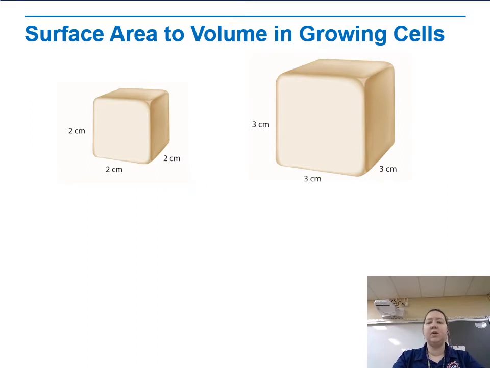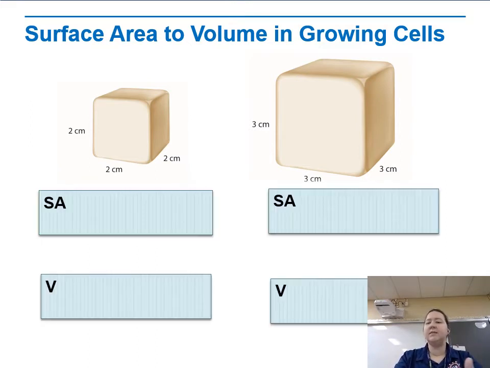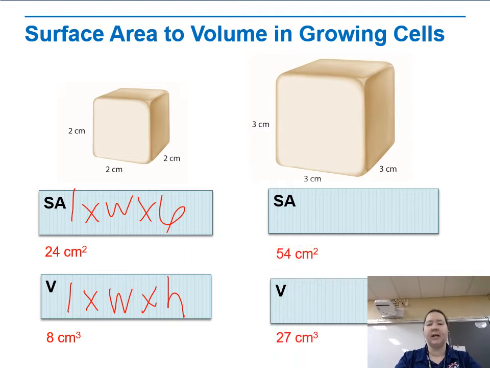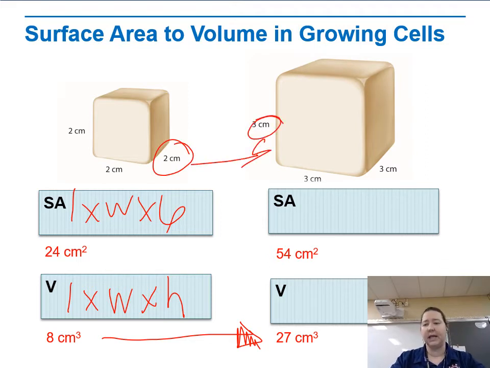Here we have a 2 centimeter cube and a 3 centimeter cube. So following the same approach, the surface area, length times width times 6, is 24 for this one, and volume is length times width times height. So the surface area and volume are calculated here. You can see there's a big difference in volume as the cell grows. The cell went from just 2 centimeters to 3 centimeters, and the volume increased an awful lot.